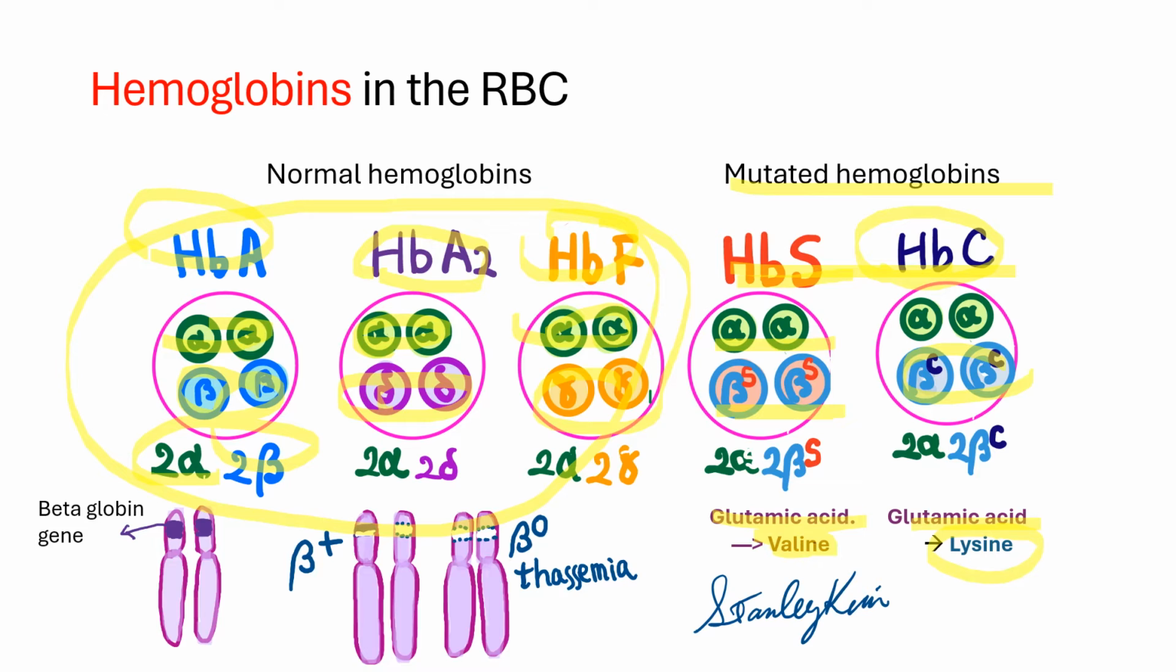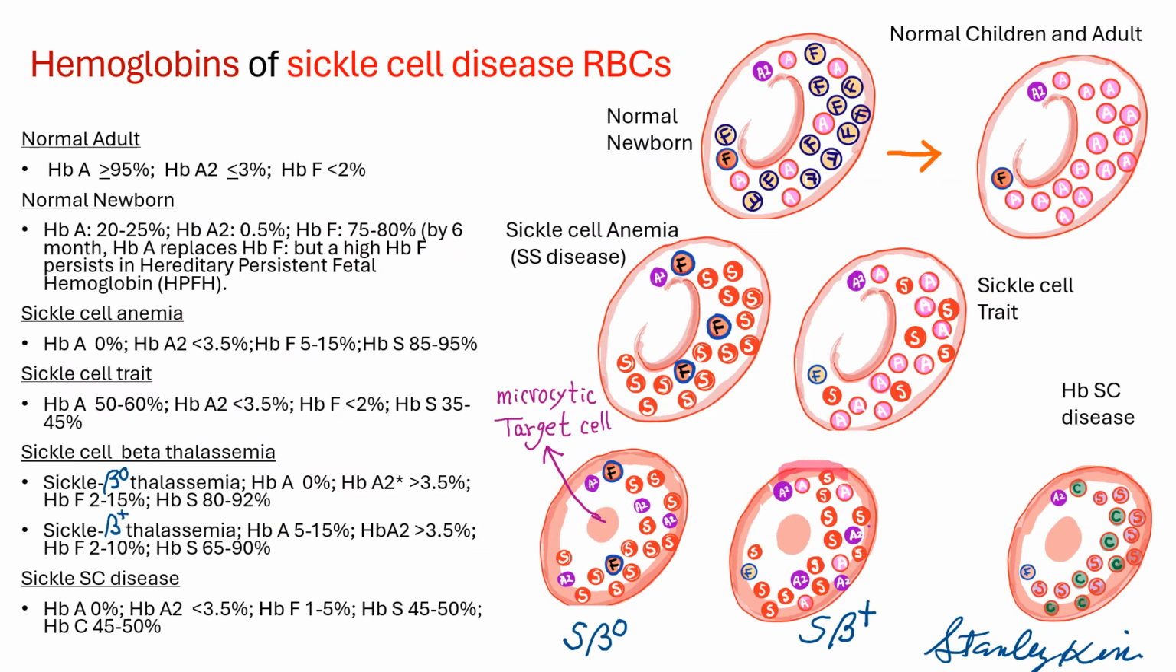What about the beta thalassemia patients? Do they have their own hemoglobins? No. Actually, they have a higher level of hemoglobin A2. So when you see a high level of hemoglobin A2, you suspect beta thalassemia. What kind of hemoglobins do the sickle cell disease red blood cells have?